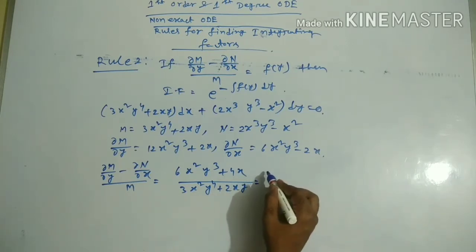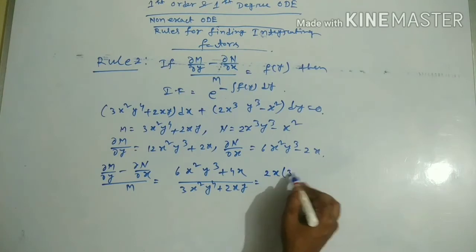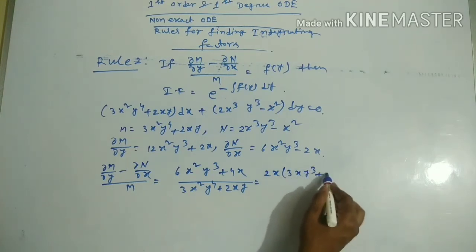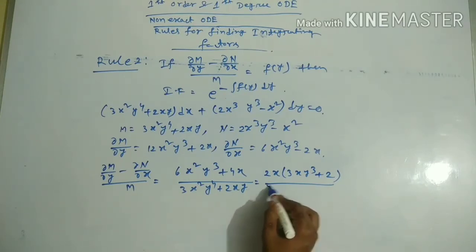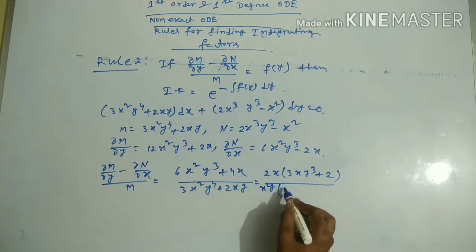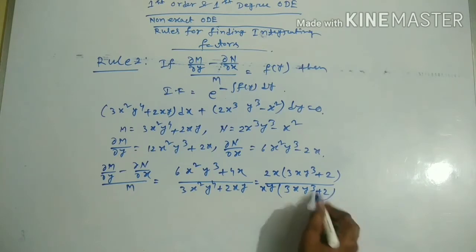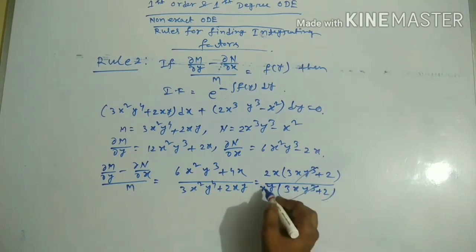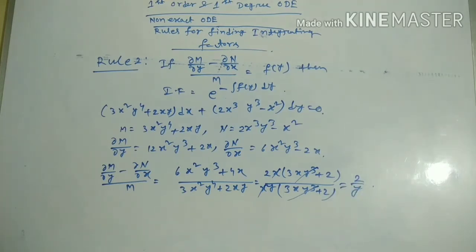Now I am taking out 2x from the numerator, 3xy cube plus 2, and I am taking out xy from the denominator. This will be 3xy cube plus 2. These are cancelled out, x is cancelled out, so the function is 2 by y, which is a function of y alone.